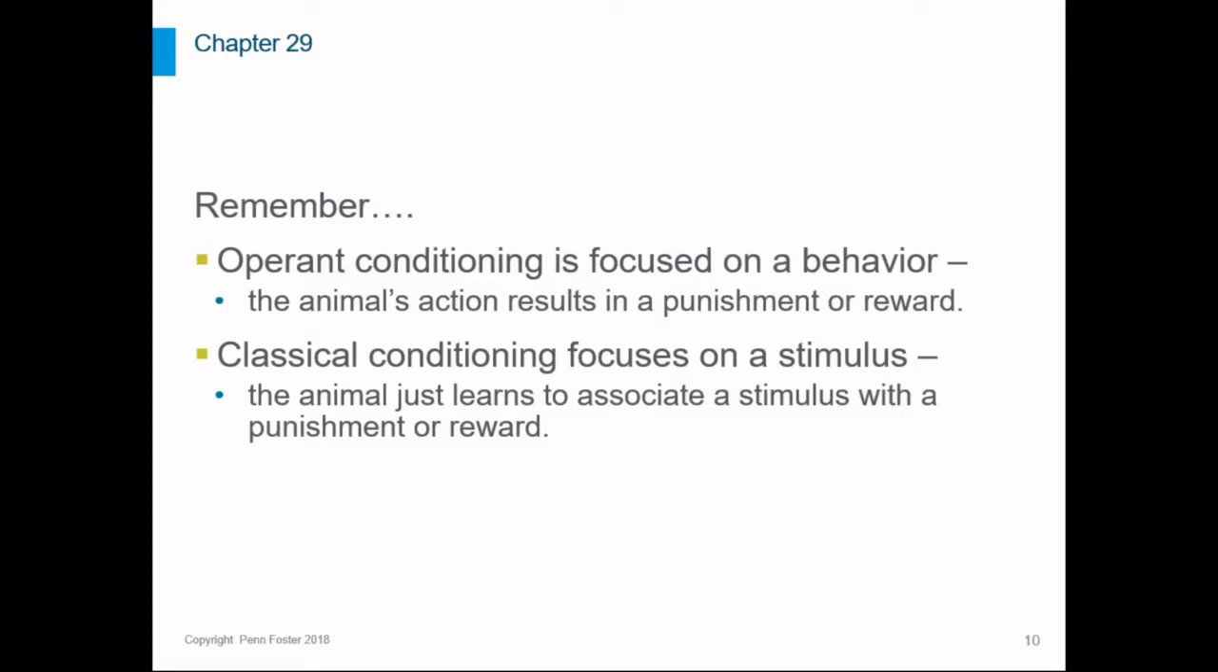Many people confuse classical conditioning and operant conditioning. So to remember the difference, remember that operant conditioning is focused on a behavior. The animal's action results in a punishment or reward. Classical conditioning focuses instead on a stimulus. The animal just learns to associate that stimulus with a punishment or a reward.